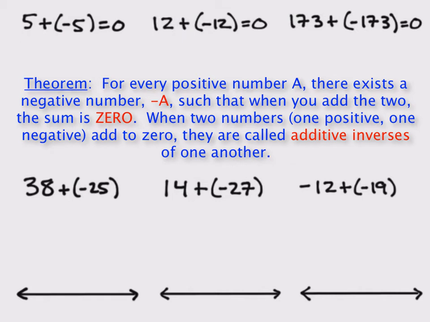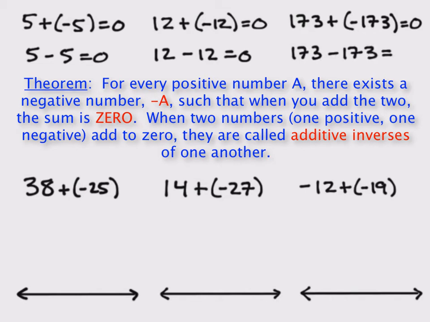For instance, I think that 5 minus 5 is 0. And I think that 12 minus 12 is 0. And of course, I also think that 173 minus 173 is 0. So very interestingly, in our first example, adding negative 5 was the same thing as subtracting positive 5. In our second example, adding negative 12 was the same thing as subtracting positive 12.